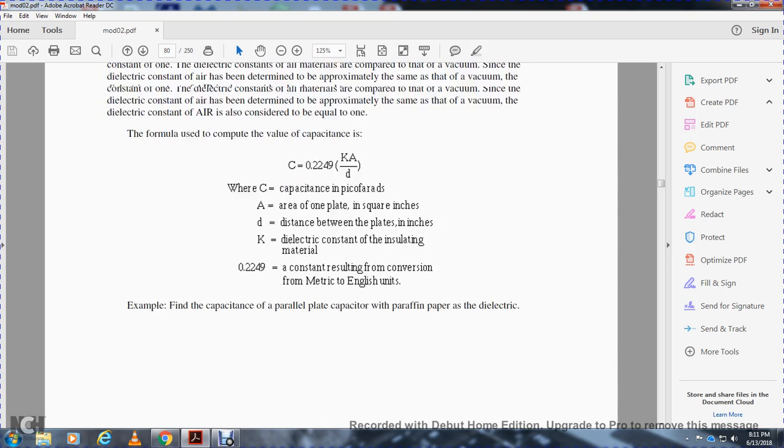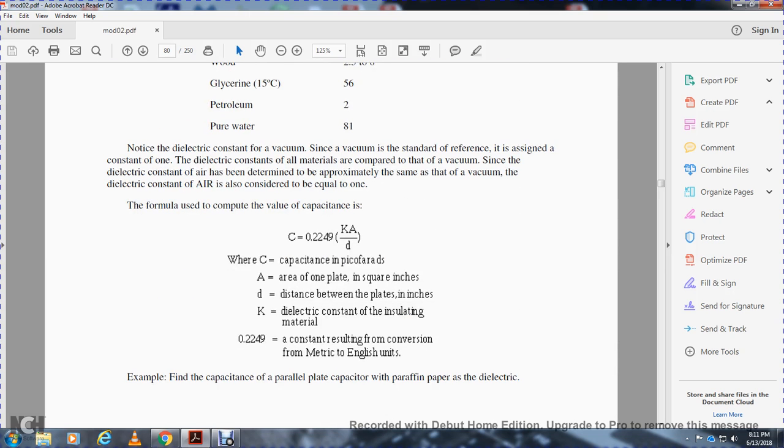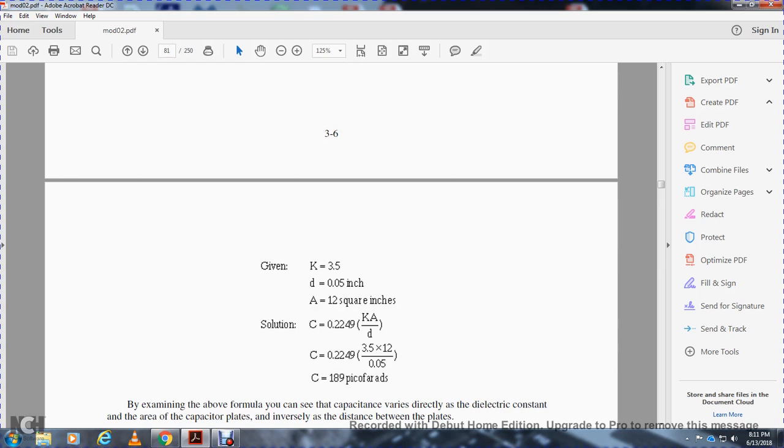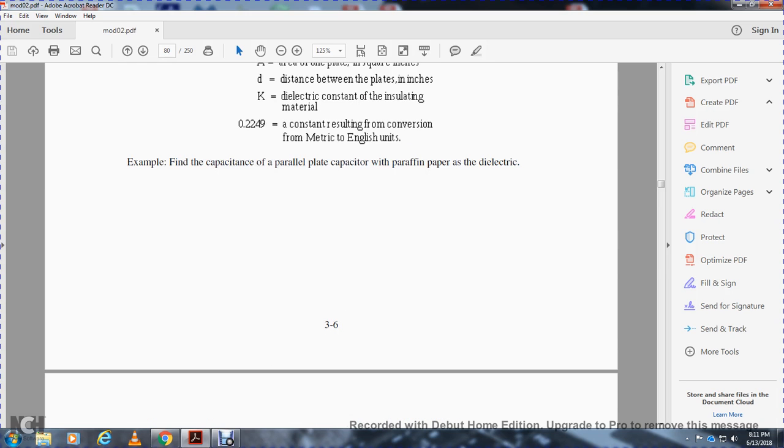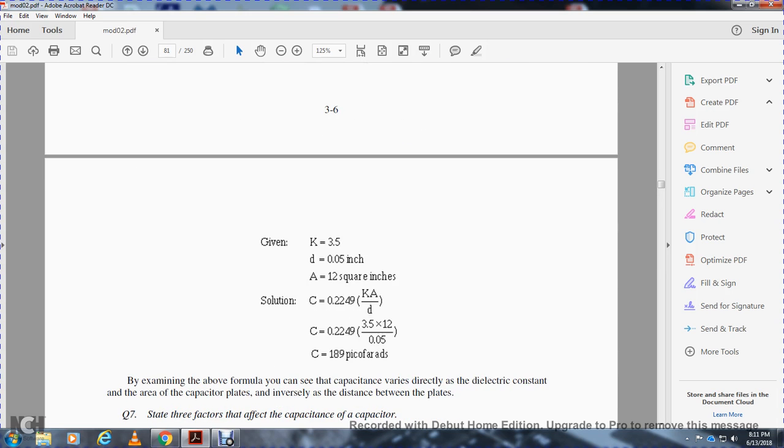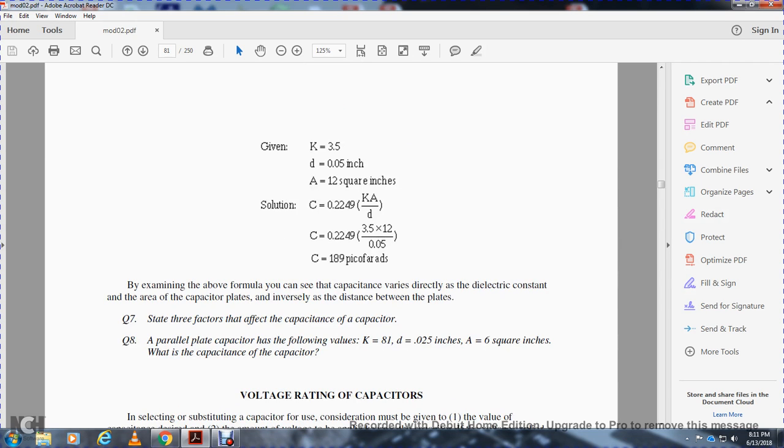capacitance in picofarads is equal to 0.2249 times the dielectric constant of the material, times the area, over the distance between the plates, and you get 180 microfarads.